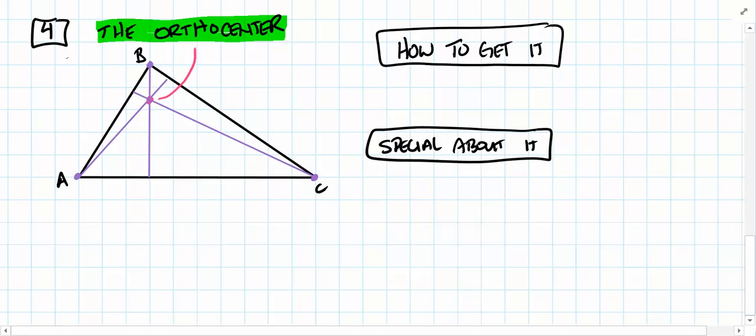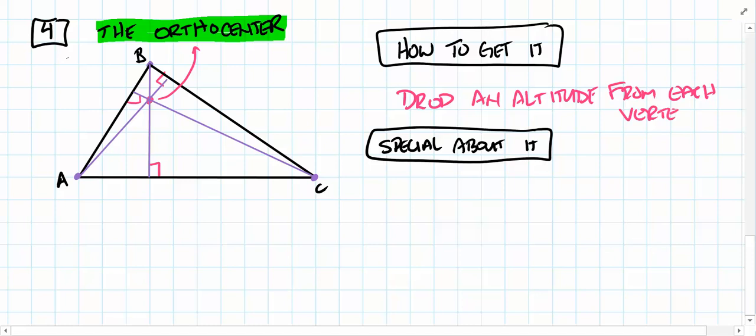And these, how did we find these? How did we get them? Yeah, we drop an altitude from each vertex. Okay? Drop an altitude from this. So the lines that contain the altitudes meet at a point called the orthocenter.